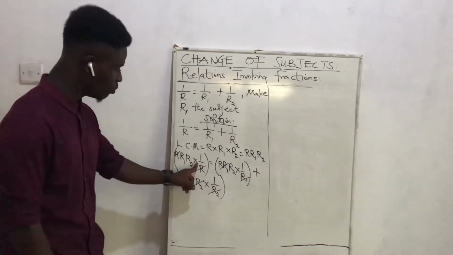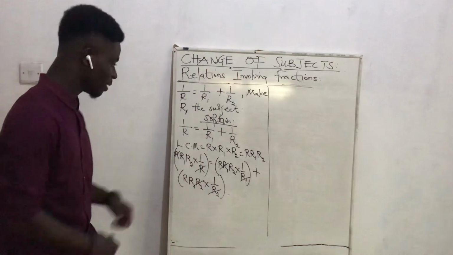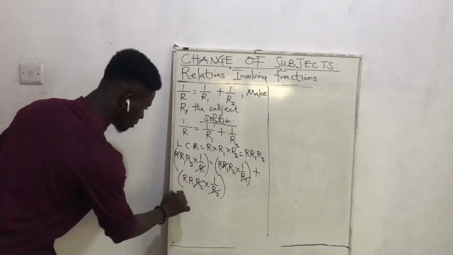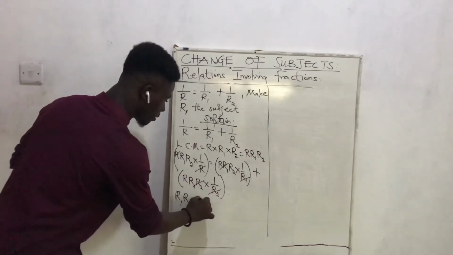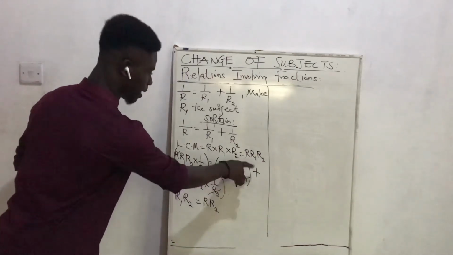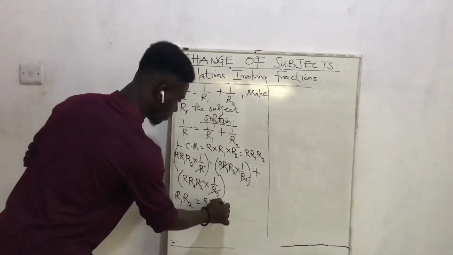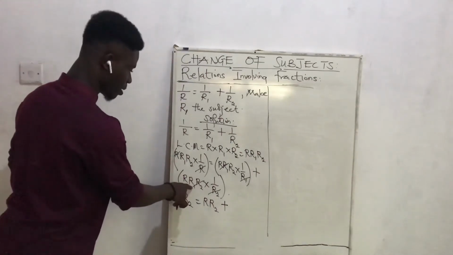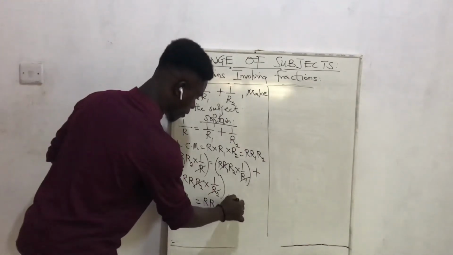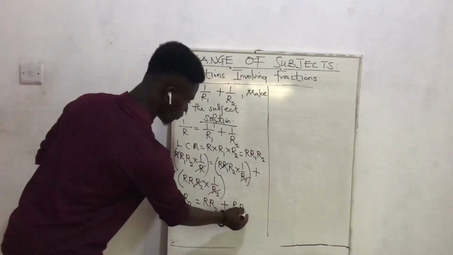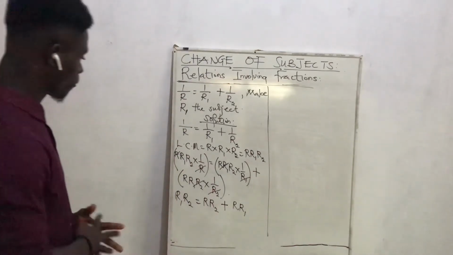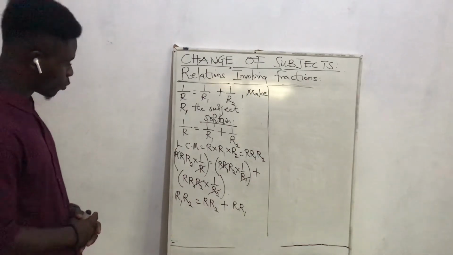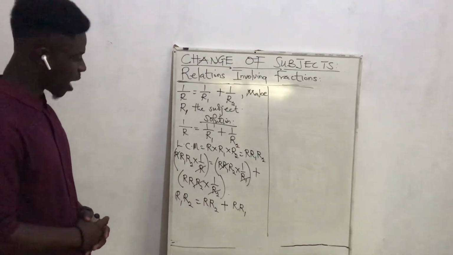R1 R2 being multiplied by 1. That is the same thing as R1 R2, which is equal to R2 times 1, which is the same thing as that. Then plus R1 times 1, R1. Please, do you understand that? I believe you are following. Alright, so R1 R2 equals R2 plus R1.